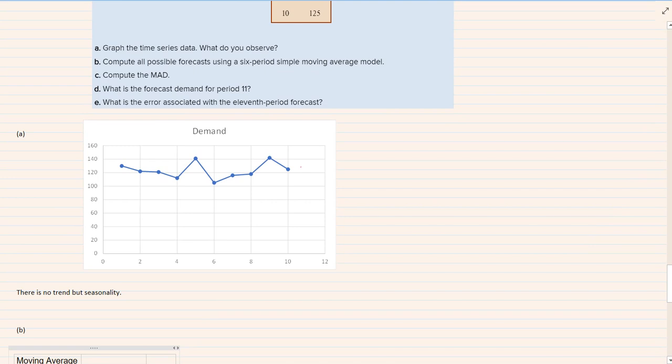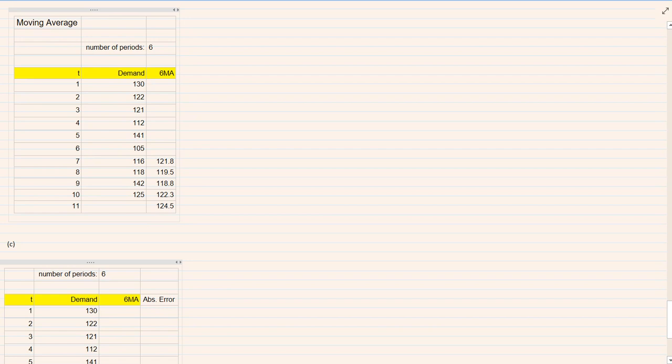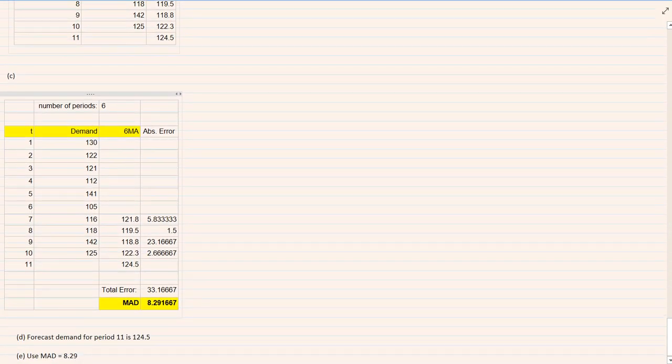In part D, what is the forecast demand for period 11? And for period 11, it's right here, 124.5. That's the answer. 124.5 is what I have here. That's the demand for period 11.